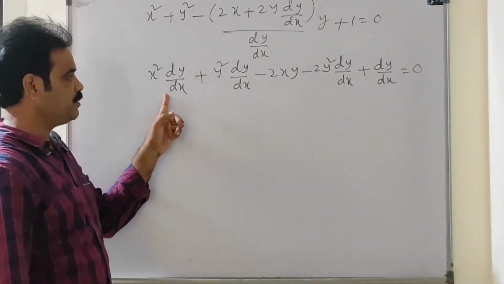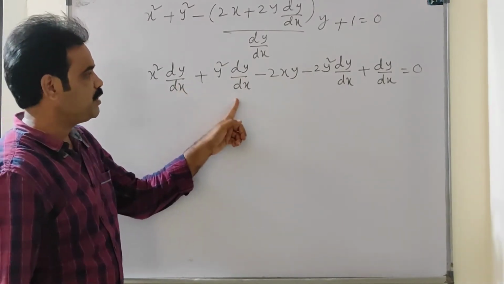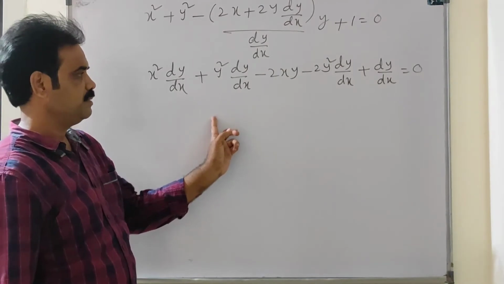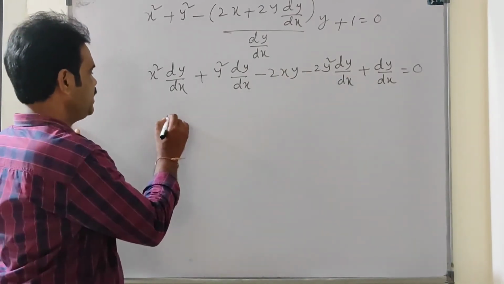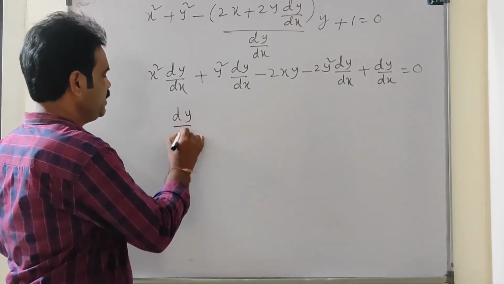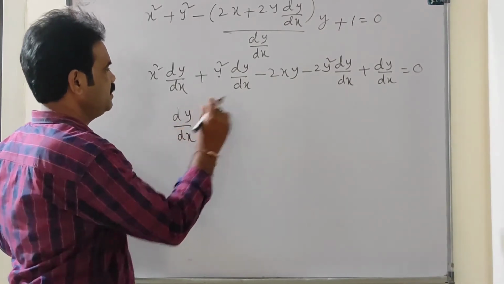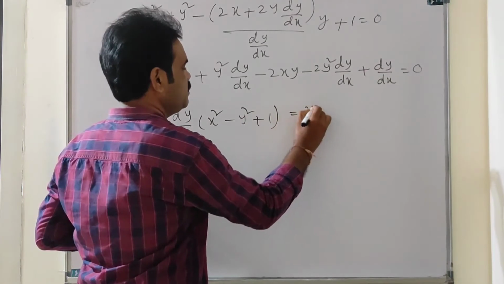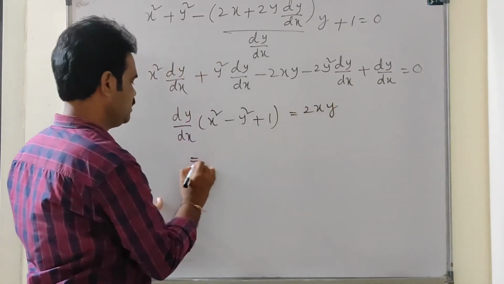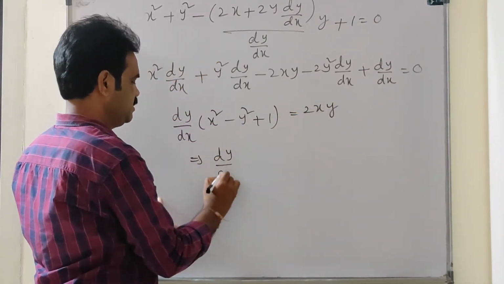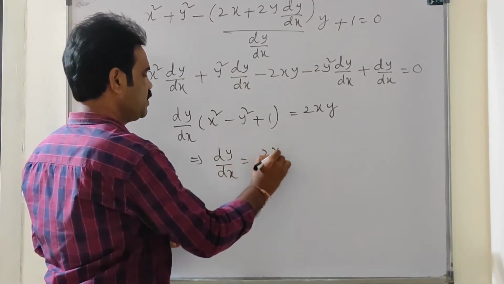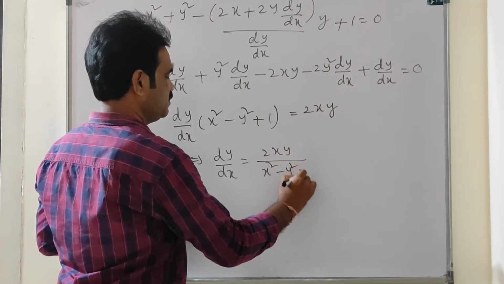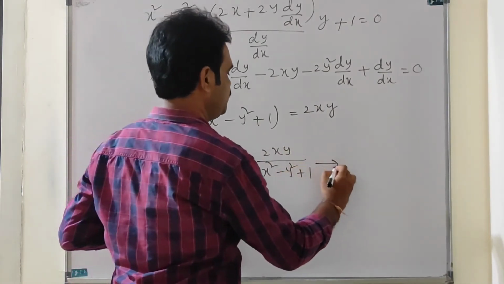This is x square dy by dx, y square dy by dx minus 2y square dy by dx, there is minus y square dy by dx plus dy by dx. Take dy by dx common: dy by dx into x square minus y square plus 1 is equal to 2xy. From this dy by dx is equal to 2xy by x square minus y square plus 1. So that will be equation 2.